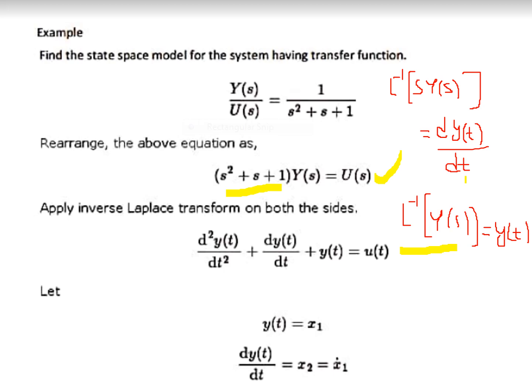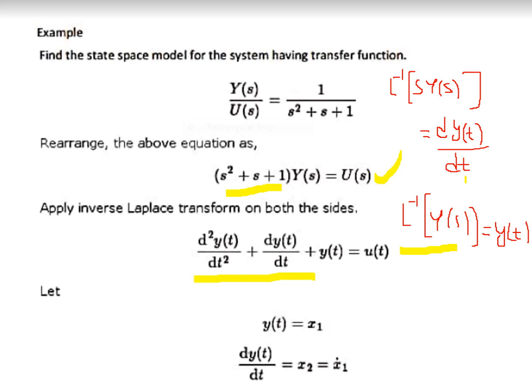For this equation, apply the inverse Laplace transform. By applying it, and knowing these formulas, we get this equation: d square y(t)/dt square plus dy(t)/dt plus y(t) equal to u(t), since the inverse Laplace transform of U(s) is u(t). For this, we have to obtain the state model.